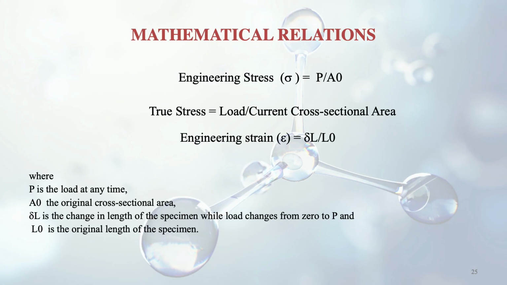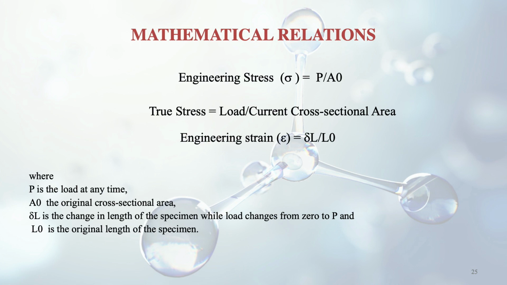Engineering stress is given by the load applied upon the original area of the cross section. You have to understand that the area is the original area of cross section. In case of the true stress, you can see the load upon the current cross-sectional area. Because necking is happening, the area of cross section is changing, and that current cross-sectional area will be there in true stress. So the denominator in case of the true stress will be different than the engineering stress.